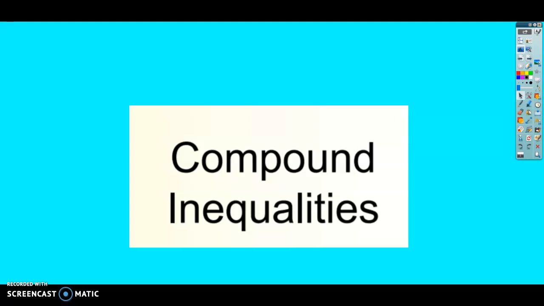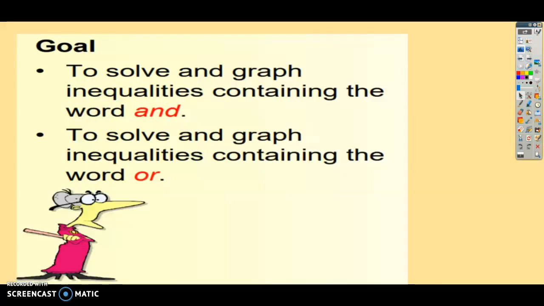All right, guys, today we're going to talk about compound inequalities. As we move through, you need to take notes. And as you take notes, pause the video at any time so that it doesn't get ahead of you. Our goal is to solve and graph inequalities containing the word and or.